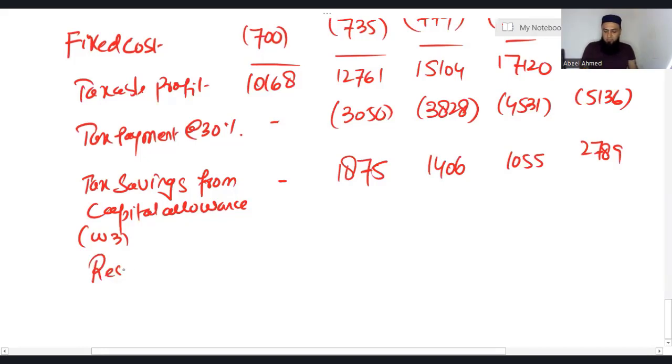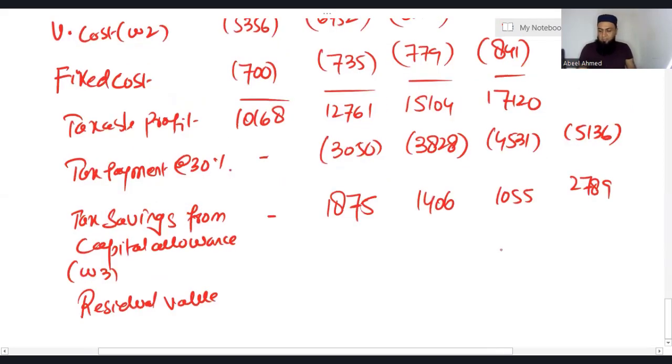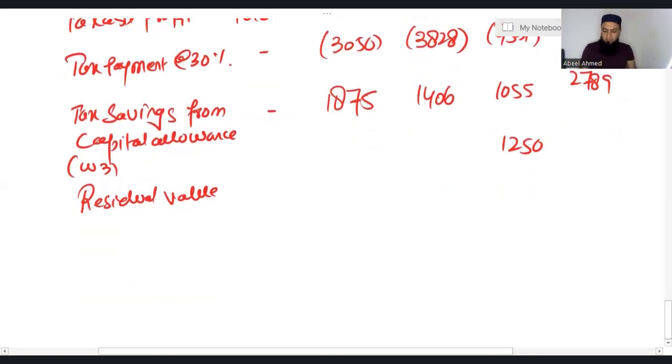Residual value is inflow. Scrap value, residual value will always be written in the last year of the project, and the last year is actually T4. Residual value is 1250. How did I calculate 1250? It is mentioned in the question that residual value, scrap value is 5% of your initial investment. Your initial investment is 25,000. If you take 5% of 25,000, obviously it is 1250.